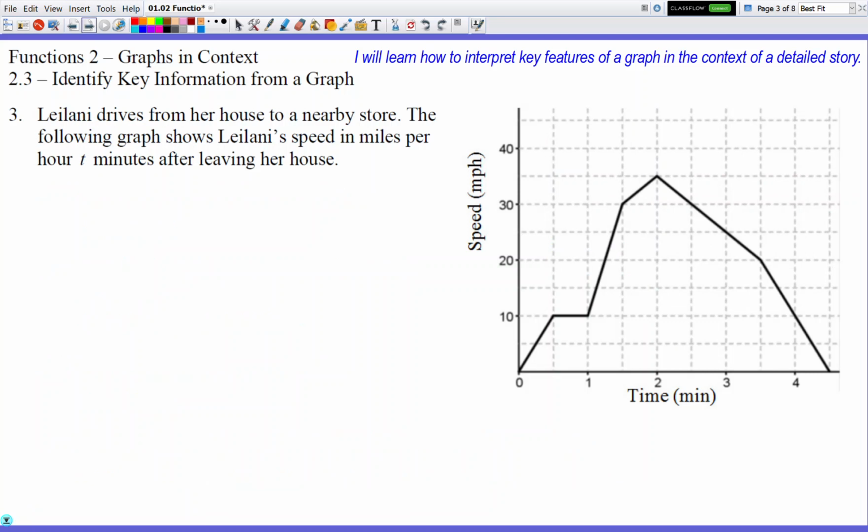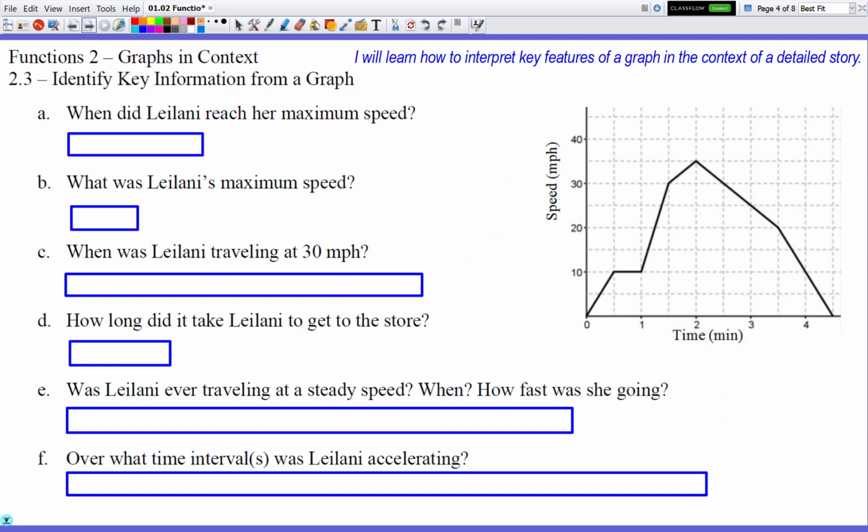Okay, so this next story is about Leilani. She drives from her house to a nearby store. The following graph shows Leilani's speed in miles per hour, T minutes after leaving her house. Okay, so let's see what our first question is. So when did Leilani reach her maximum speed?